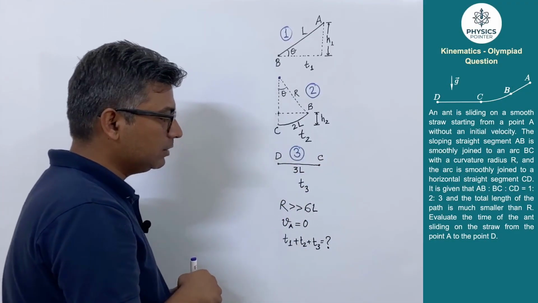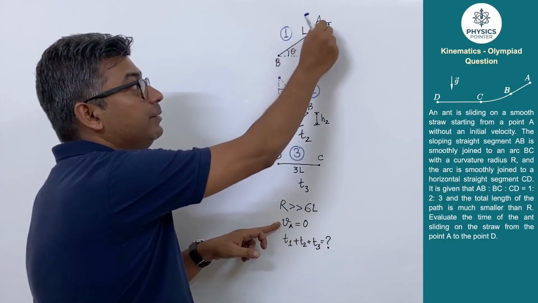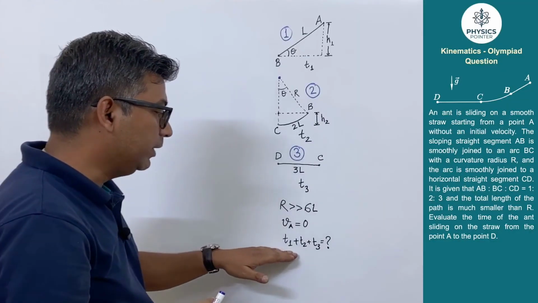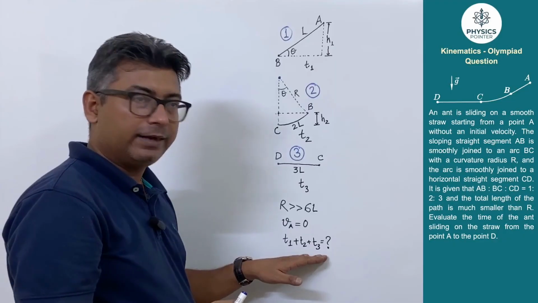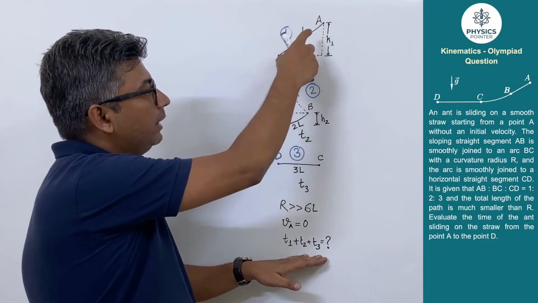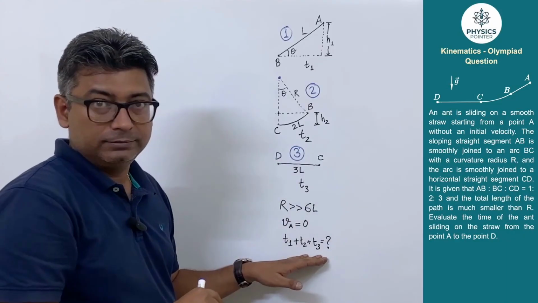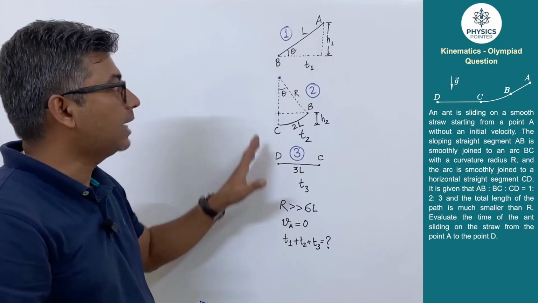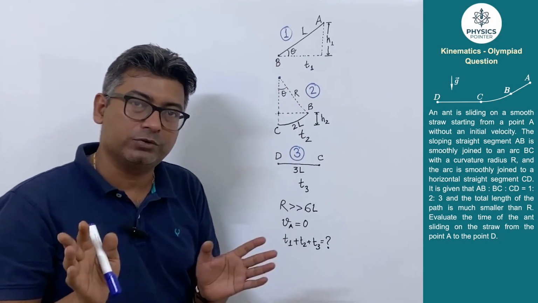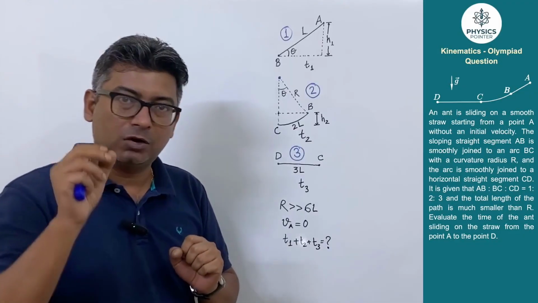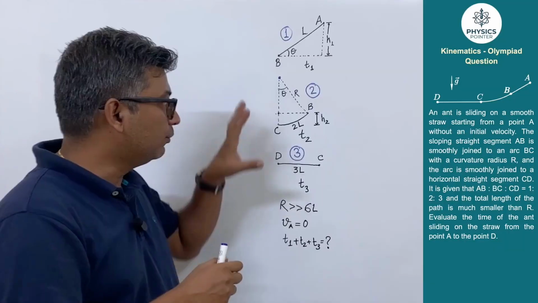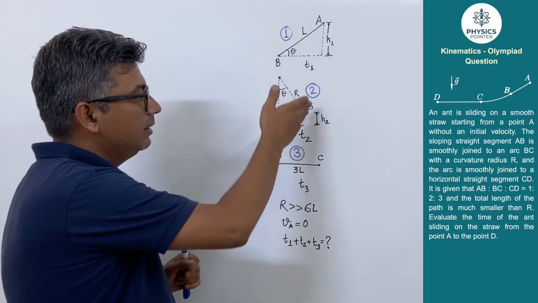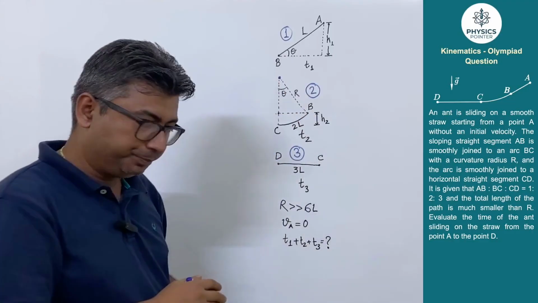Now, what is provided to us? It has been provided that at the initial starting point of the ant, the velocity is 0. And we have to calculate the total time that the ant takes to go from point A, B, C, and to D. The first part and third part, that means calculation of T1 and T3, I am not going to solve. You should solve it and comment the answer. I'll focus on the second part, where the ant is slipping in a curved path.